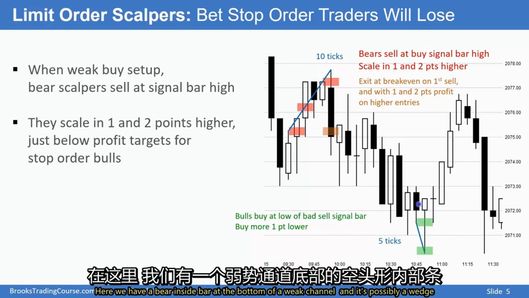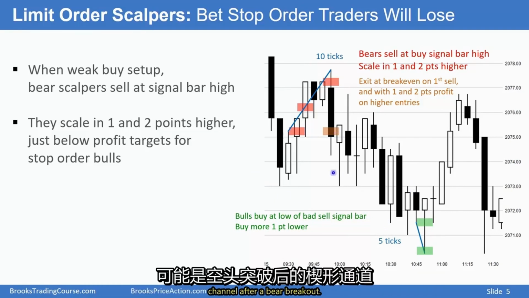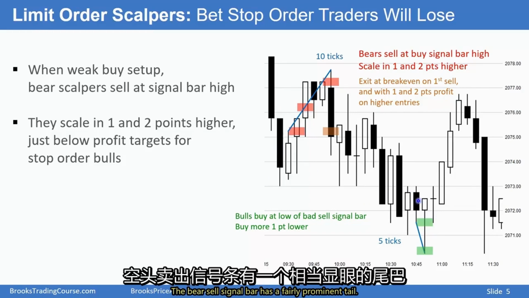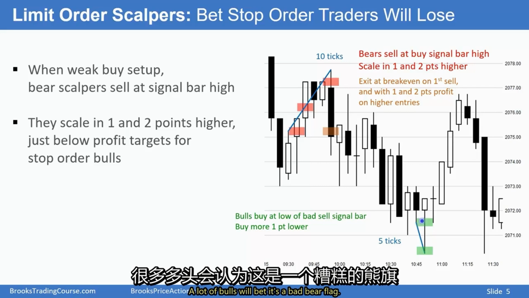Here we have a bear inside bar at the bottom of a weak channel, and it's possibly a wedge channel after a bear breakout, so it's possibly a spike in channel bear trend. The bear sell signal bar has a fairly prominent tail. A lot of bulls will bet it's a bad bear flag.